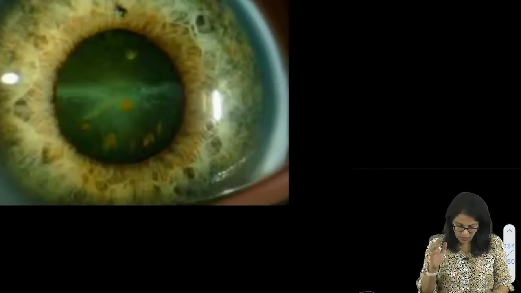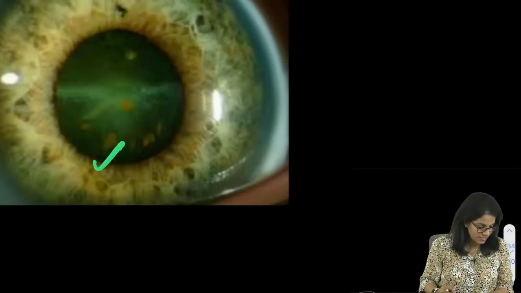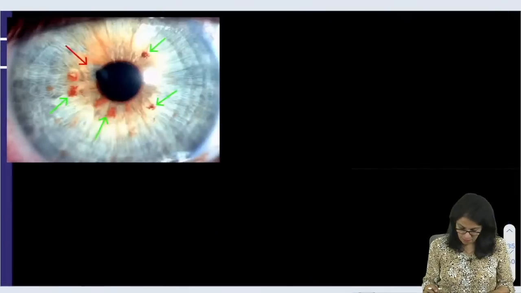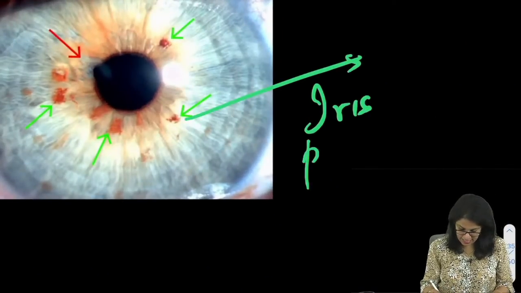Anyway, so what is this? You're looking at iron deposition. This is siderosis, where you see these deposits on the lens. Okay, you are seeing it on the lens. And these are iris pigmentation. These are iris pigmentation.